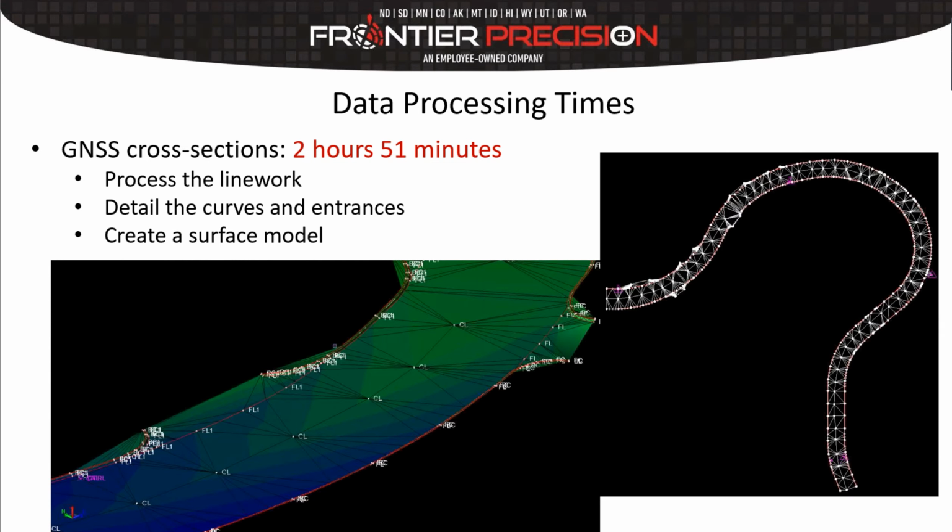The other thing we had to factor in here was the data processing time. So for the GPS data or GNSS data, the processing time took me 2 hours and 51 minutes. So this is bringing the data into TBC, processing the line work, making sure that we're detailing all the curves and the entrances so we have a nice arc through all of our points as we go around the curve. You can see we have some nice curves going into the entrances, making break lines and things like that, and then creating the surface model.